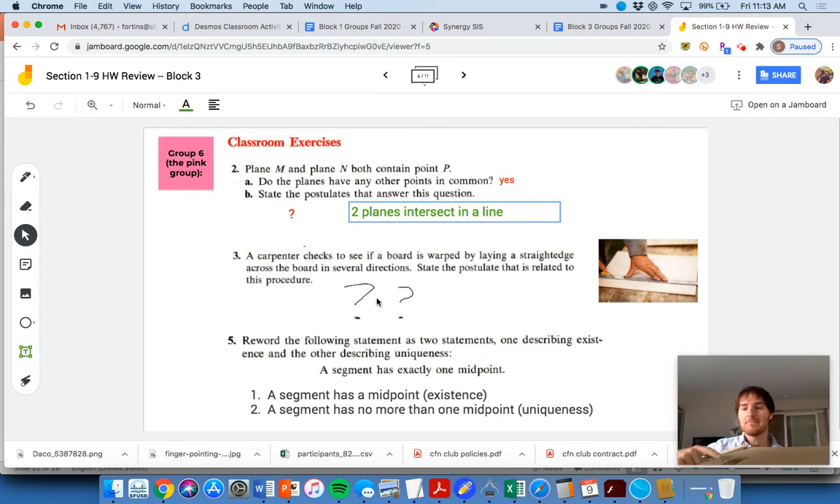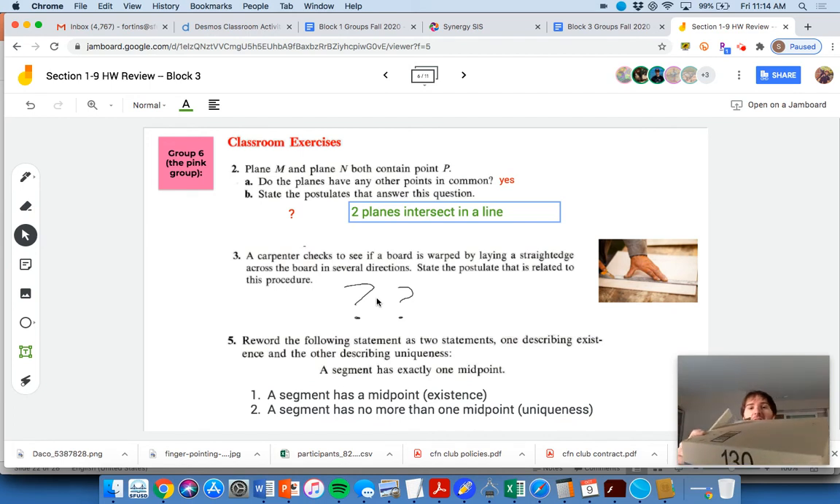So the question is, if I have a point here and a point here, this straight edge should theoretically lie flat and connect the two. Because remember, if I have two points in a plane, then what would I know about the line containing those two points? It would also have to be in the plane itself. And here, unless I work really hard to flatten it, that's not the case, right?